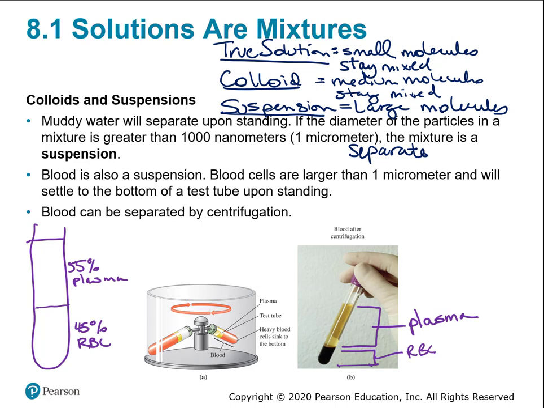You can also take a sample of blood and centrifuge it. Things that are heavy go down to the bottom. Things that are light stay on top. Plasma is less dense than the blood cells, so that's why the bottom becomes dark in color with red blood cells. The top becomes kind of straw-like yellow liquid because that's the plasma, the fluid part of the blood.